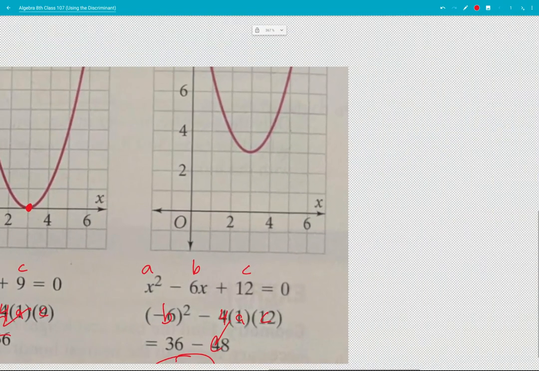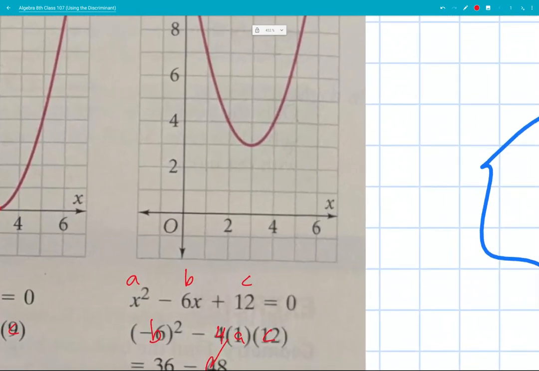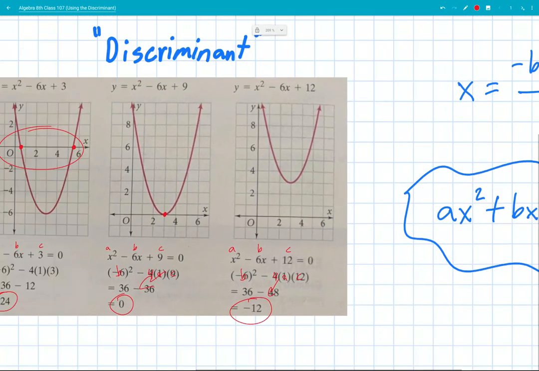And in this case, how many times does this graph touch the x-axis? Remember, there's the x-axis. Well, it doesn't touch it, right? So the amount of times it touches the x-axis is 0 times. So there are no real solutions. I will tell you guys that there are imaginary solutions, but we're not going to be talking about imaginary numbers in this lesson. So if you have a graph that looks like that, for our purposes, the number of solutions is no solutions. Okay.